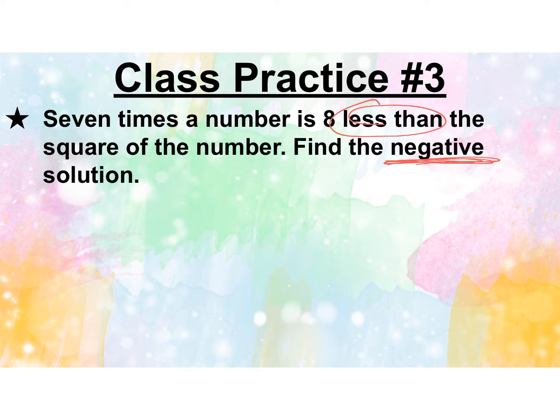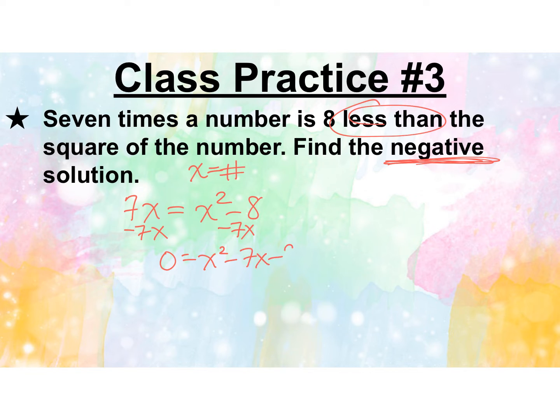So I'm going to let x be my number. So 7 times a number. 7 times x is my equal sign. 8 less than means I'm going to switch the order. The square of a number. So that's my number squared. And then I will do minus 8. So it's not in standard form. I'm going to subtract the 7x so that it is then set equal to 0. So I have x squared minus 7x minus 8.